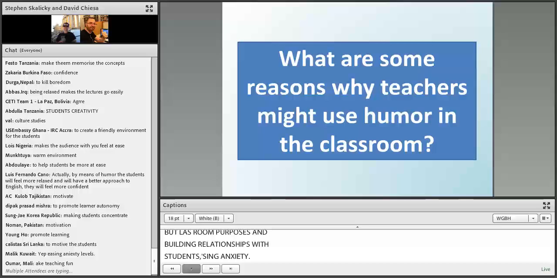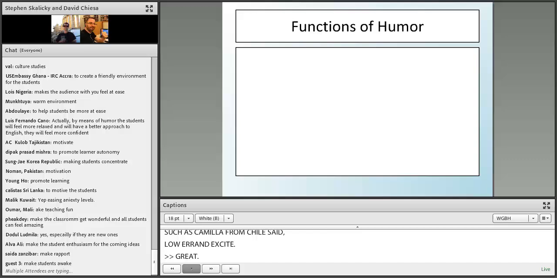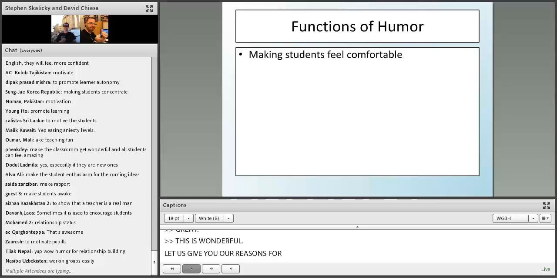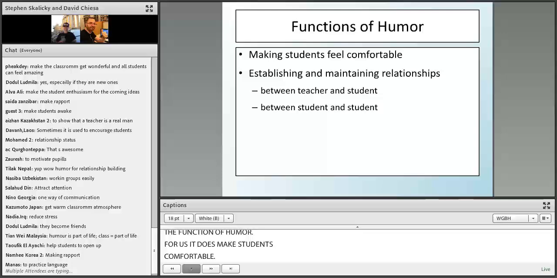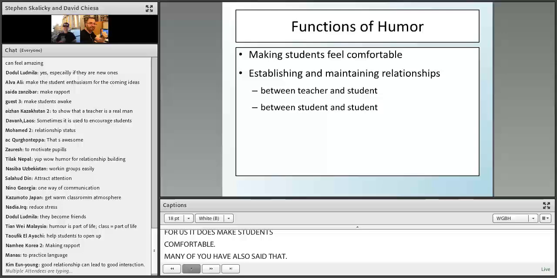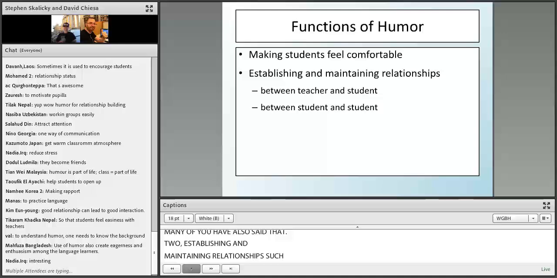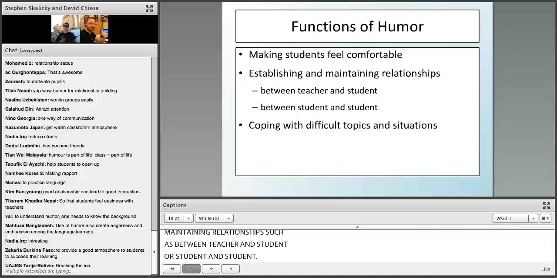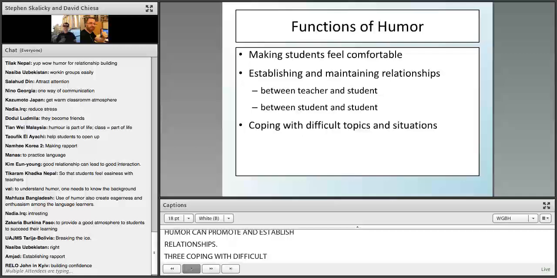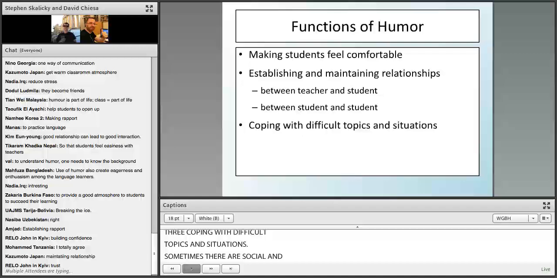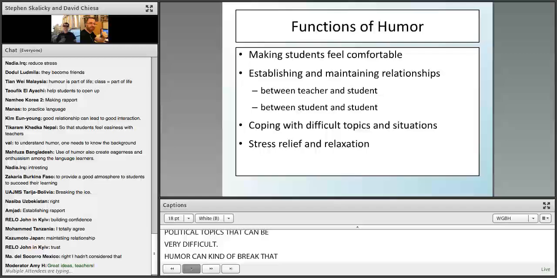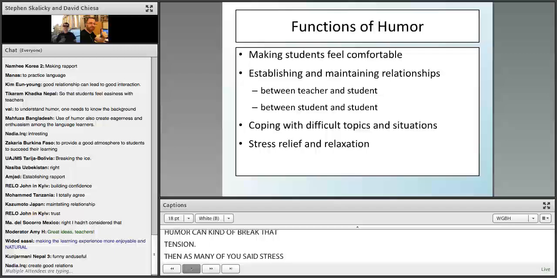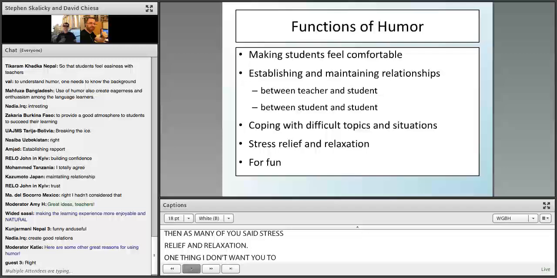Let's give you some of our reasons on the functions of humor. For us, it does make students feel comfortable, and many of you have also said that. Two, establishing and maintaining relationships, such as between teacher and student or between student and student. So humor can promote and establish relationships. Three, coping with difficult topics and situations. Sometimes there are social and political topics that can be very difficult, and humor can break that tension. And then, as many of you said, stress relief and relaxation. But one thing I don't want you to forget, it's fun. Humor is fun. It makes me laugh. It makes me smile.